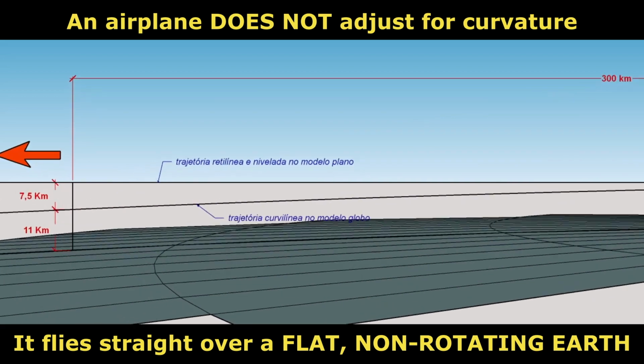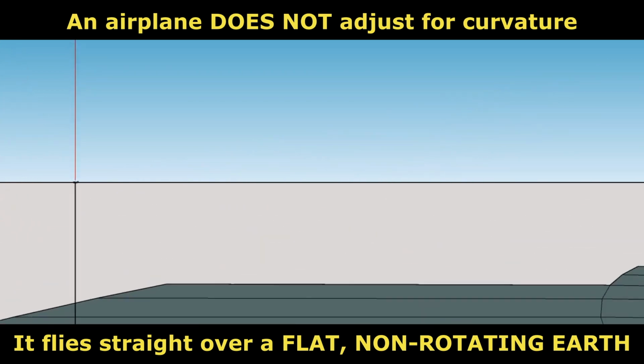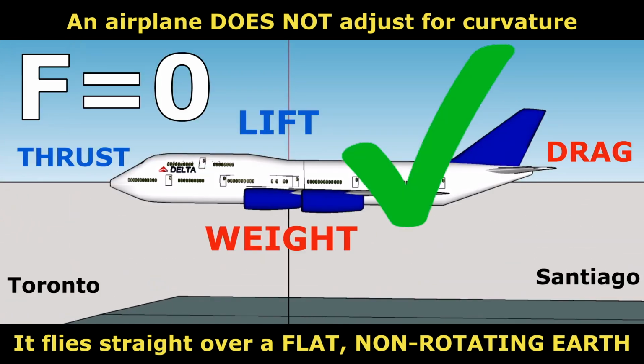Now this is what we observe on the flat Earth map and on the flat Earth, and that's what is really happening. The airplane is flying level and straight. Lift and thrust is balanced with weight and drag. This way the airplane flies straight and level for thousands of miles.